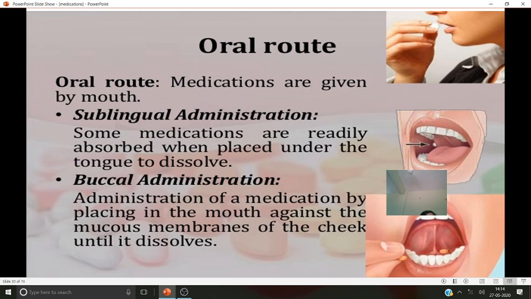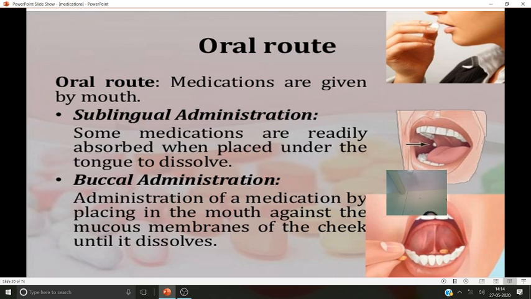Topical means these are the ointments, the ocular, conjunctival routes, vaginal and urethral routes, and also transcutaneous, that is the skin and all. So these are all the routes of drugs. Then we will see one by one. In the external route of drugs, we can say the oral route, the sublingual route, as well as the buccal administration and rectal route.